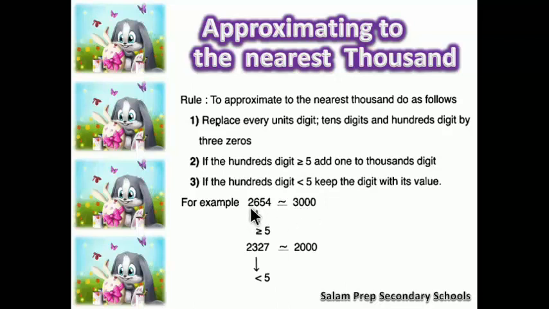Now go to thousands place. Before thousands place is hundreds place. Digit 6 is greater than 5, so add 1 to thousands digit. 2 plus 1 equal 3. So 2,654 is approximated to the nearest thousand, 3,000. Another example for you.